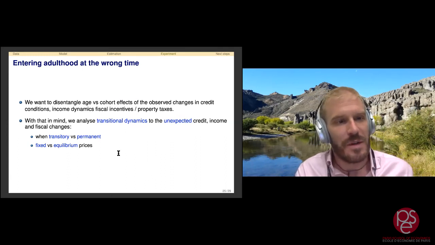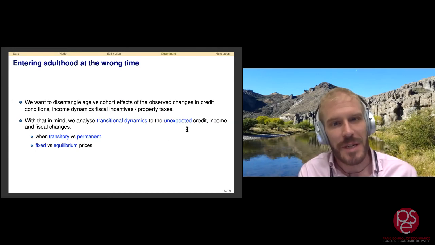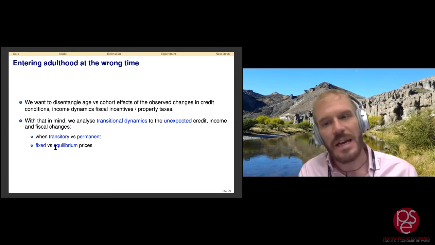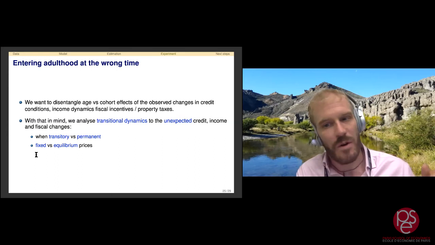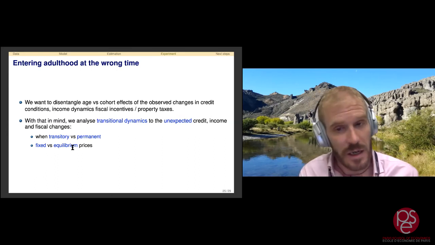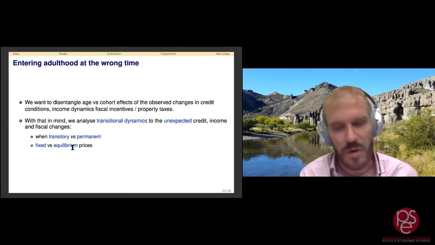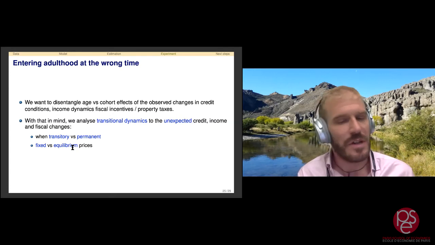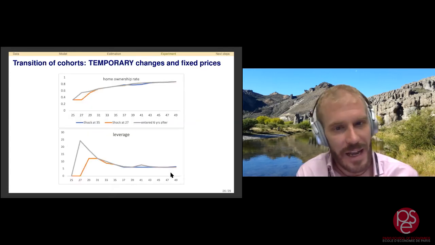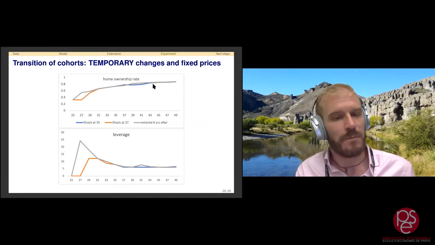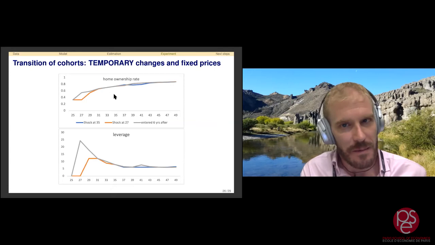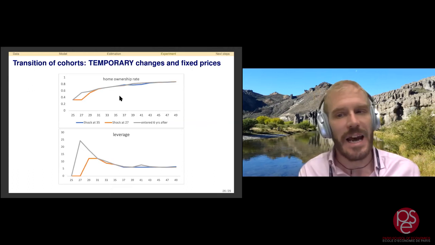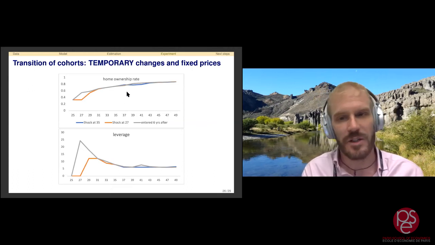we look at transitional dynamics to the unexpected credit, income and fiscal changes, when these are transitory versus permanent, and in particular when we don't allow prices to adjust, right? And let me just briefly show you some of the results here in terms of the dynamics of different cohorts for home ownership and leverage. So in this case, what I'm showing you is what happens when the shocks, these changes in credit conditions, fiscal deduction and taxes, are transitory.